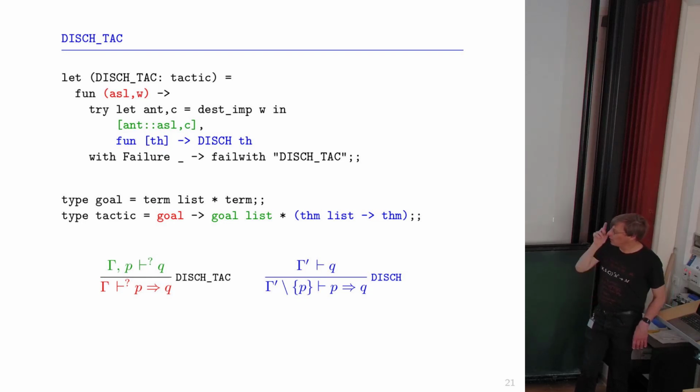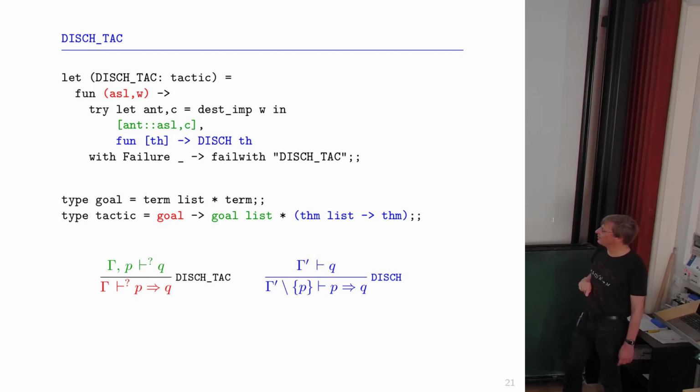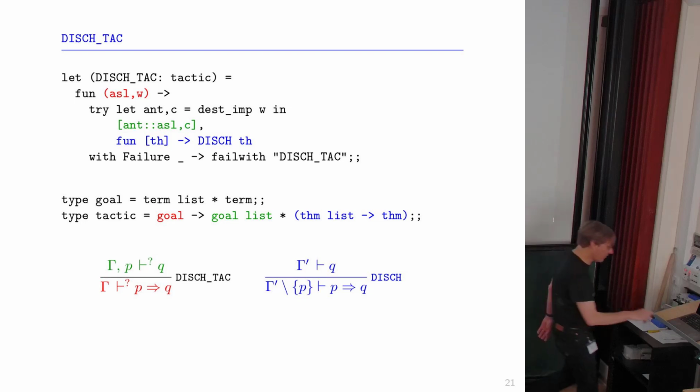And there is a typo here. Oh, that's bad. There should be P implies Q here. I'll fix that before I send it out. Ah, this is embarrassing. This is P implies Q.